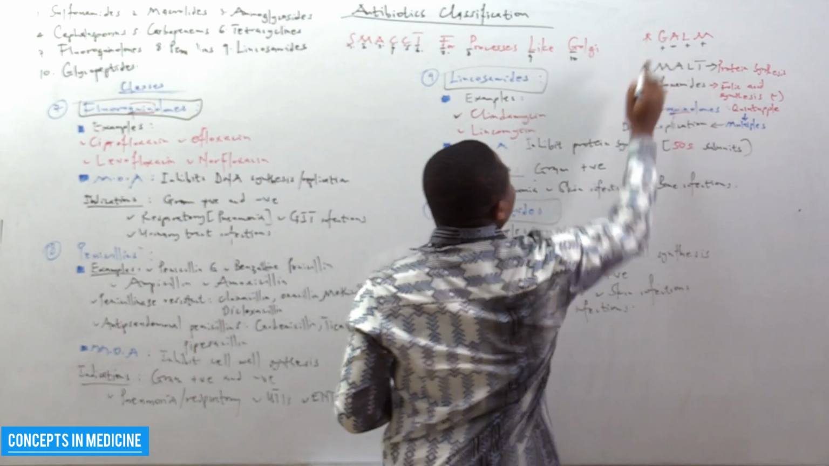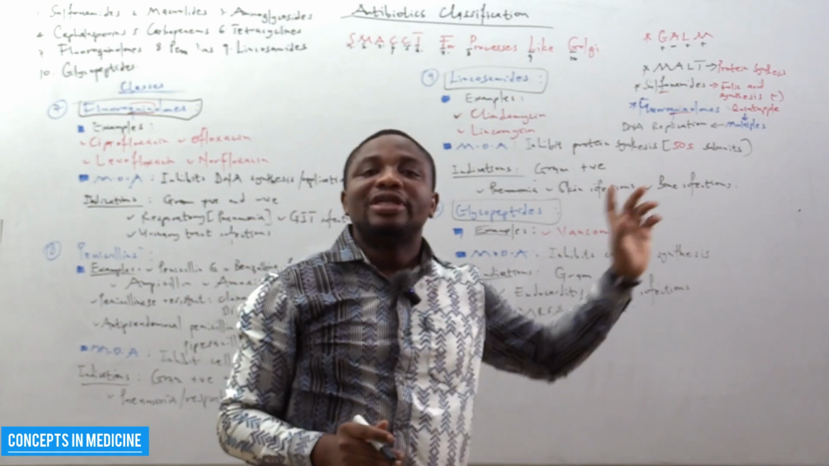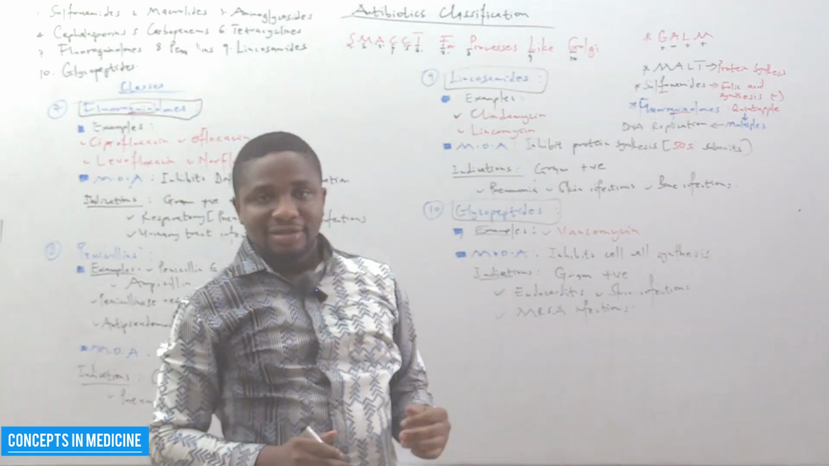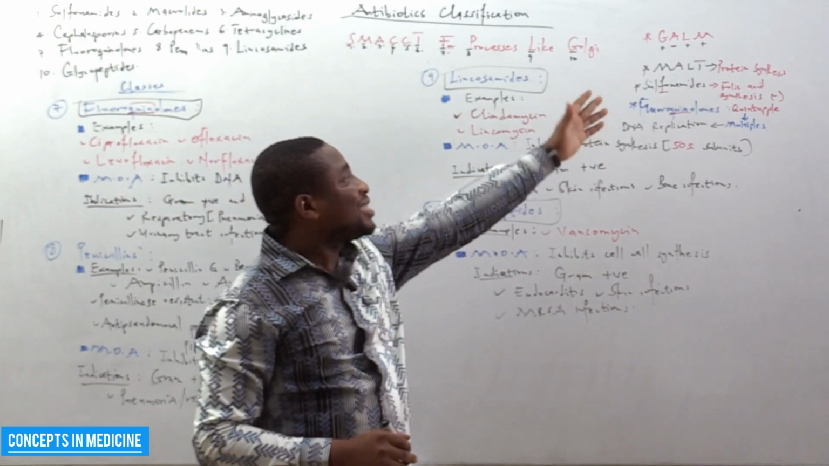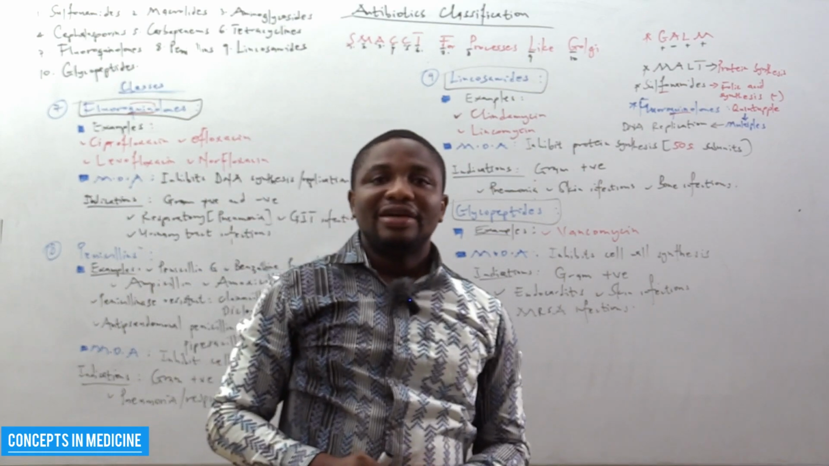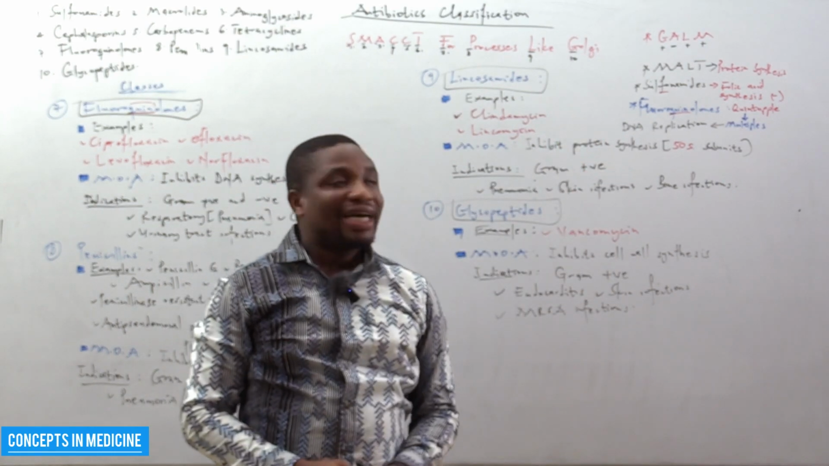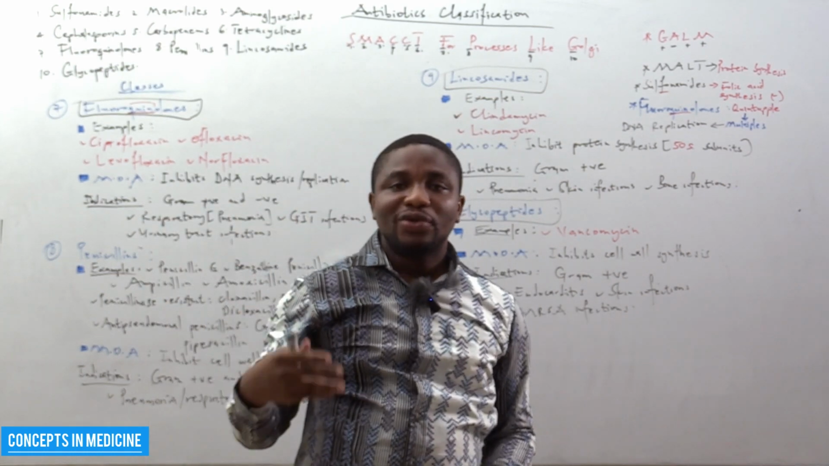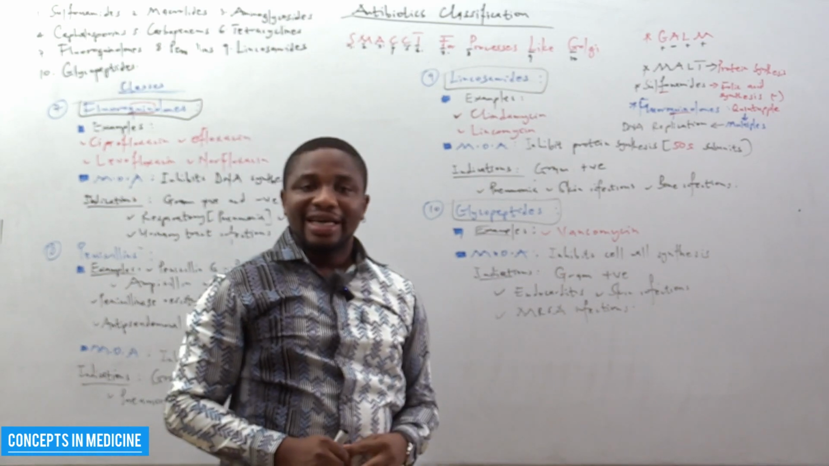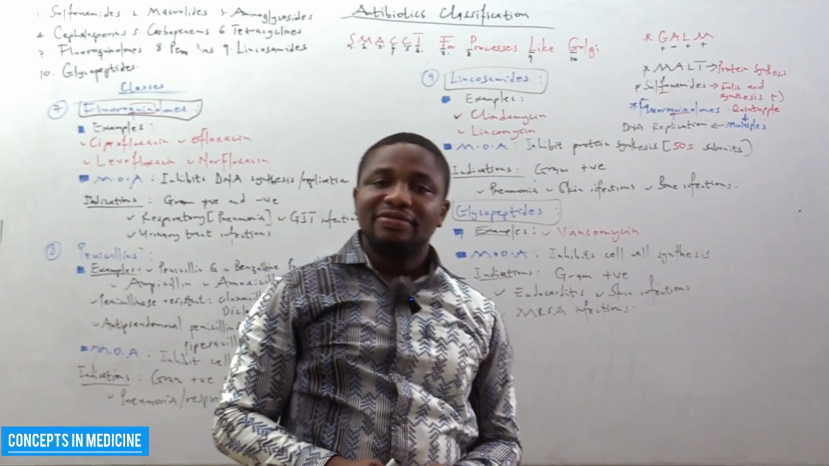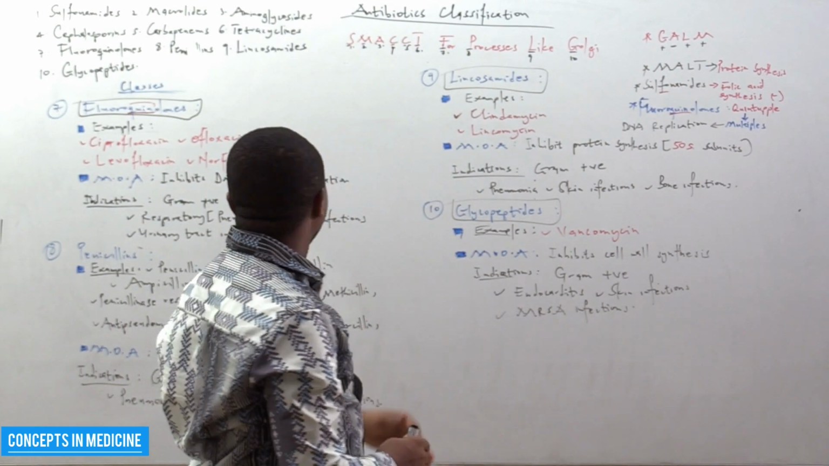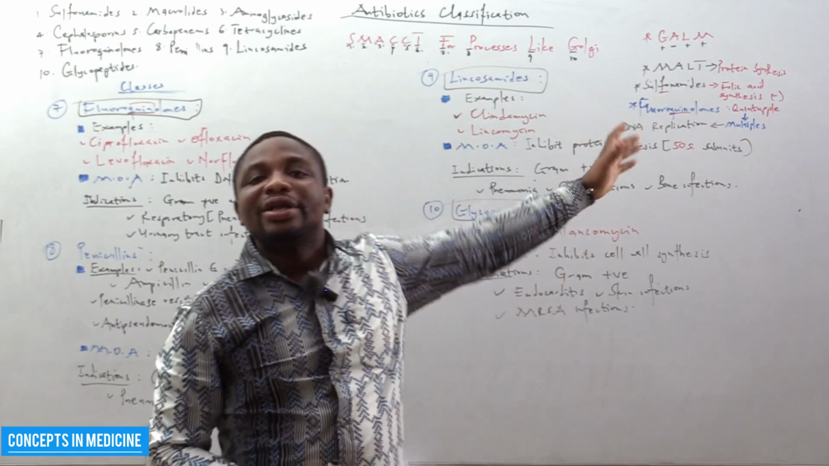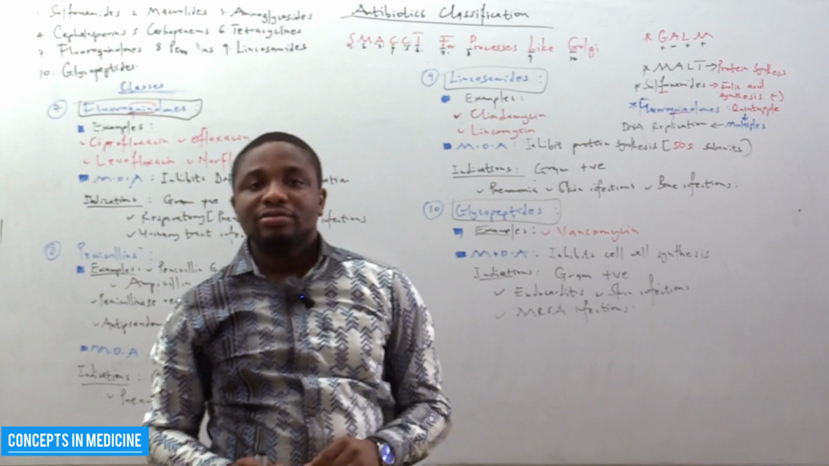But the aminoglycoside, with gentamicin as the example, would act against only gram-negative. Then the lincosamides, an example, clindamycin, would act against only gram-positive. And finally, the macrolides, an example being erythromycin, azithromycin, and so forth, will only act against gram-positive bacteria.